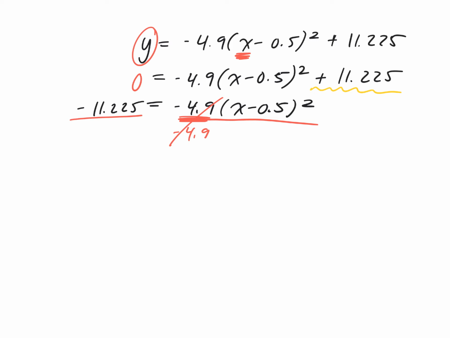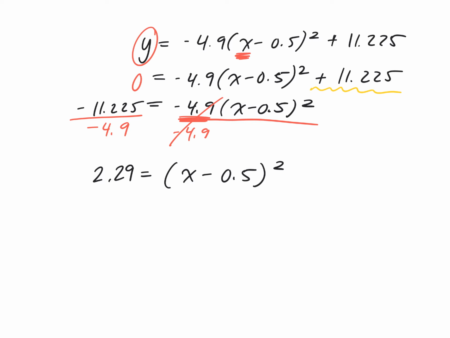If I divide this by negative 4.9, I'm slowly getting to isolate my variable, right? So what do I have to do to this side? Divide by negative 4.9. And I'm just left with (x minus 0.5) squared on the right side. Negative divided by negative is a positive. What's 11.225 divided by 4.9? So 2.29, right? We're good so far?